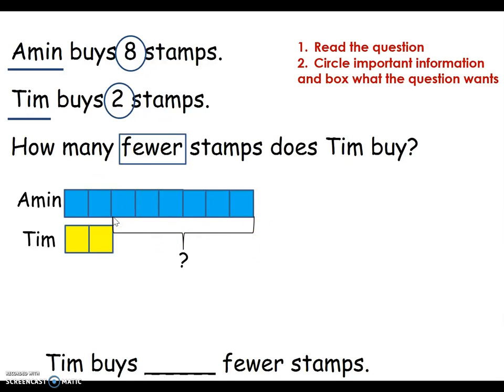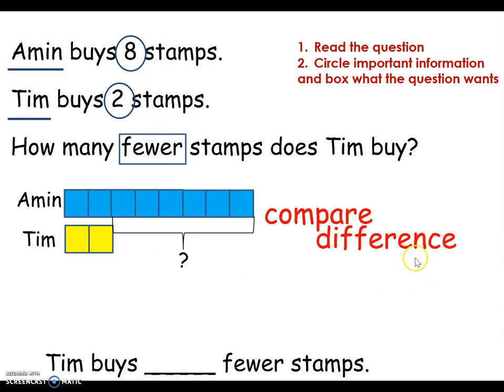Now the word we are looking for is comparing. We are comparing the two of them, right? And we need to find the difference. They are different and we need to find the difference. How to find the difference? Straight away you can tell me it's 6, right? Because you count 1, 2, 3, 4, 5, 6.